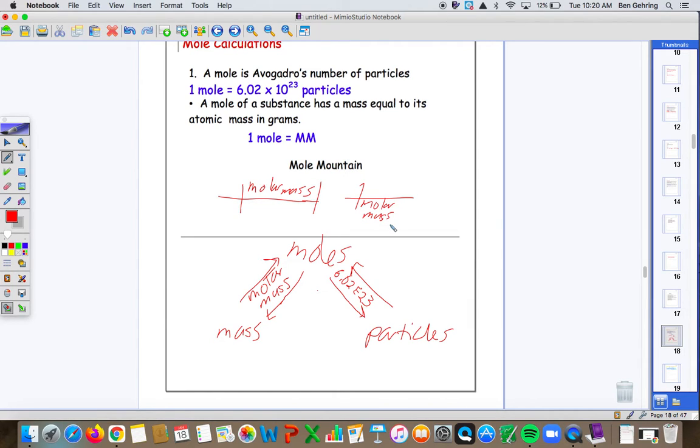Same thing with Avogadro's number. If we're going down, it's on top, so it's 6.02 times 10 to the 23rd, and that's going to be particles per 1 mole. And again, if we're going the other way, if we're going from particles to moles, we're going to divide, so it's going to be the opposite. But this is my visual representation showing you what that's going to look like.